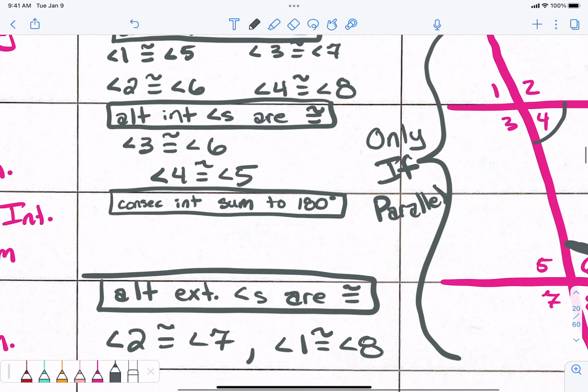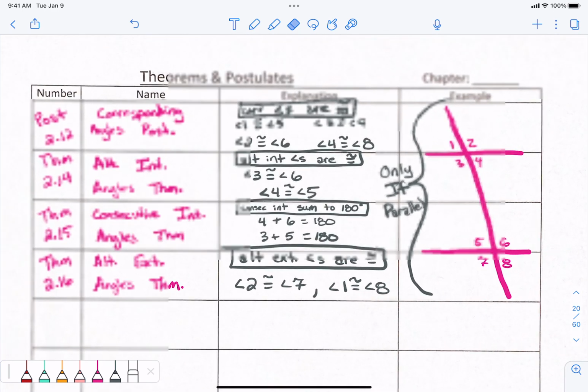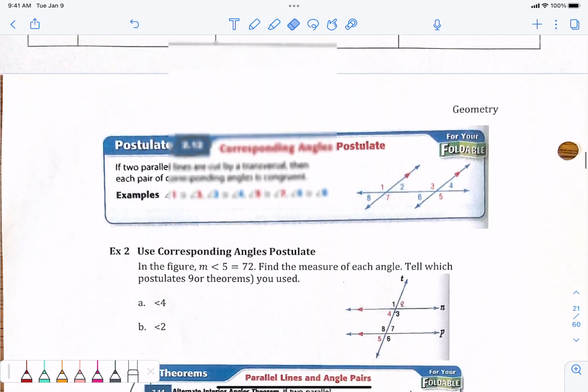That's all. So angle 4 plus angle 6 equals 180. And angle 3 plus angle 5 equals 180. I'm being lazy and forgetting my angle symbol, but whatever. It's fine. Okay? Good, good? Okay, those are the 4 that we're going to write down. Let's go do some examples. Okay, let's do some examples.